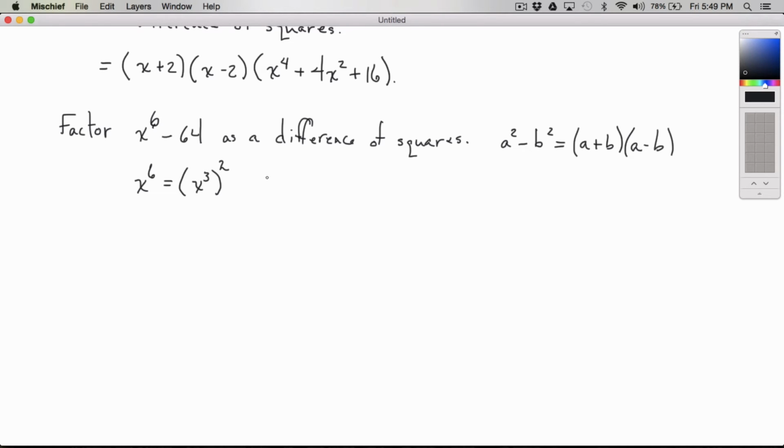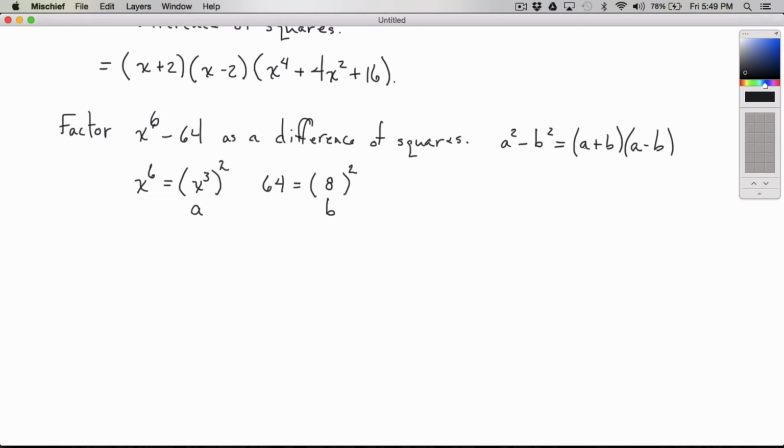I have to do the same with the 64. The question is, can I write 64 as something squared? And this one might be more familiar to us. 8 squared is 64, or 8 times 8. Now, what I have here is the x cubed. This is my a value, and my 8 is the b. So I follow this pattern.